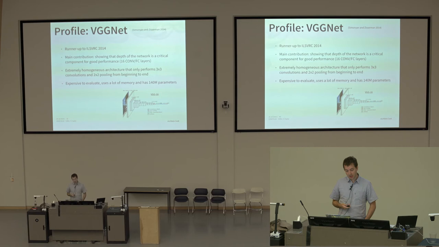Okay, so VGGNet was a runner-up at the same competition, and it still serves as a fairly strong baseline because it's very homogeneous. It really only performs 3x3 convolutions and 2x2 max pooling, and that's it. It just keeps repeating that kind of module, beginning to end. But despite its conceptual simplicity, it's pretty expensive to evaluate. It uses a lot of memory and has a lot of parameters. So it's kind of a clunky architecture. However, though the original proposal included fully connected layers, it was later revised because they found that the fully connected layers could be replaced with global average pooling, like I told you about before, and massively reduce the number of parameters in the net. So there are more efficient versions of VGG.